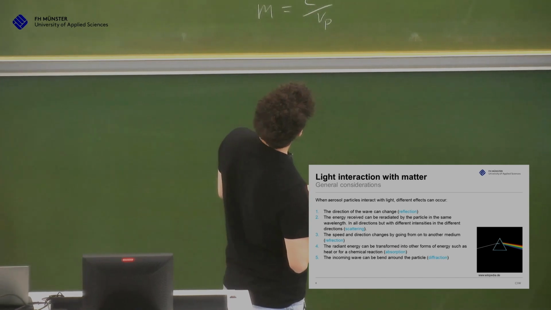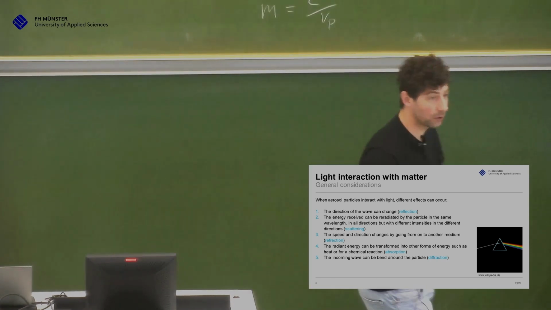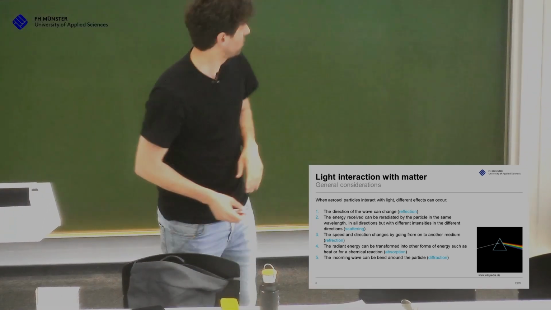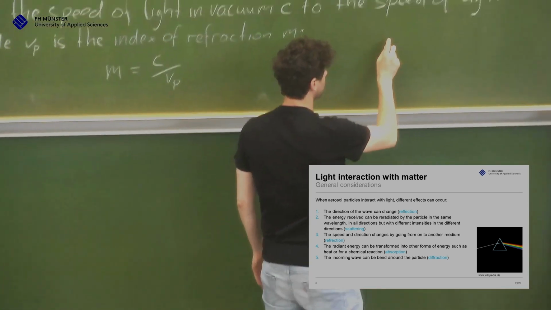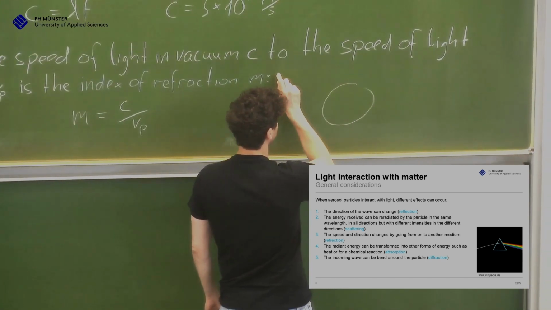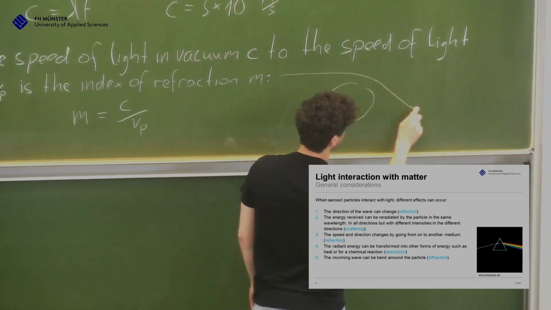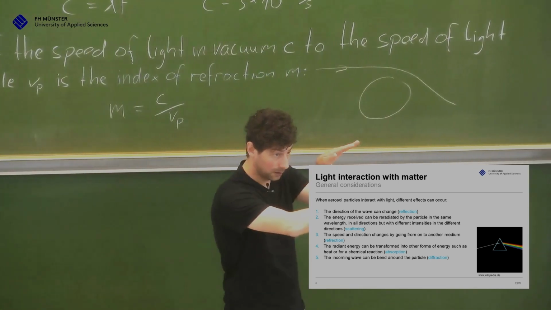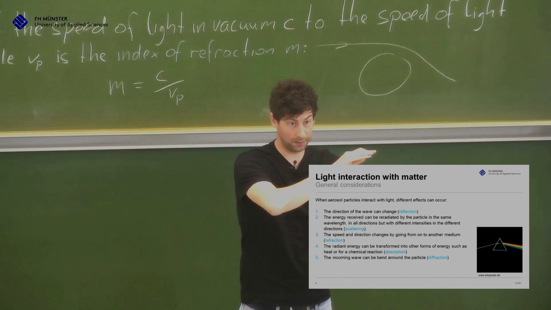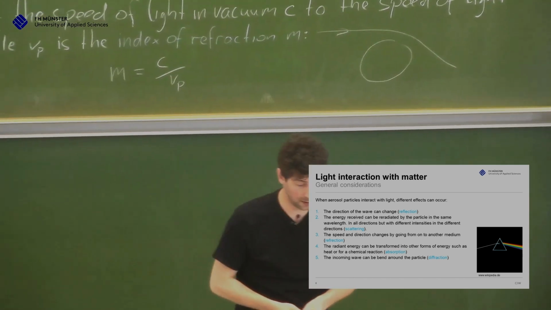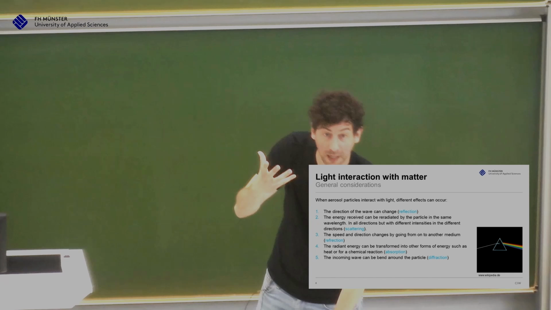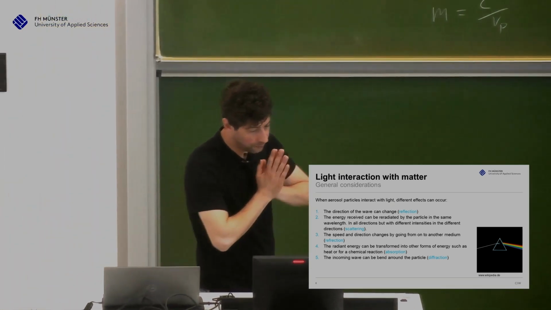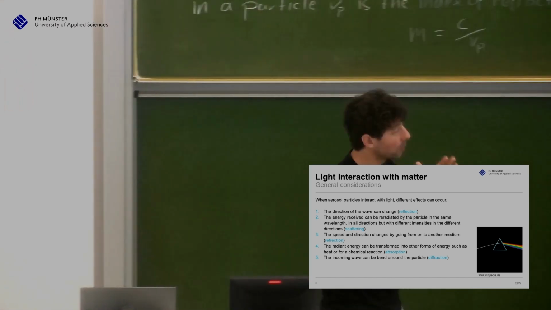And the last one is the incoming wave can be bent around the particle. And this is now diffraction. So bend around means you have a particle and the light goes like this, okay? So it doesn't hit the particle, but it interacts in the way that it's bent. So in astronomy, it's of course a very big thing because we have a lot of masses, but this happens also with small particles. And these are the 5 basic things for this class you should keep in mind.